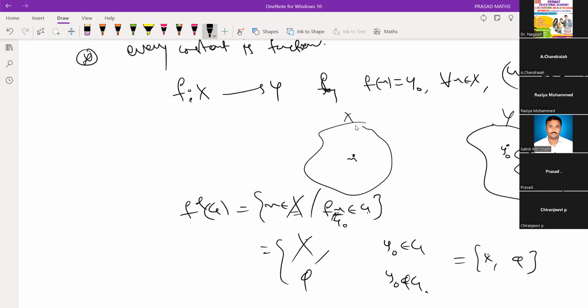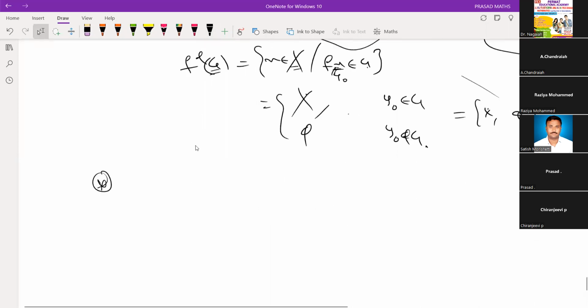X is always an open set in X because X is a topological space. The empty set is always an open set in X. Therefore the inverse image of any open set is an open set. Hence it is a continuous function. So any constant function is always a continuous function. No doubts? Right?